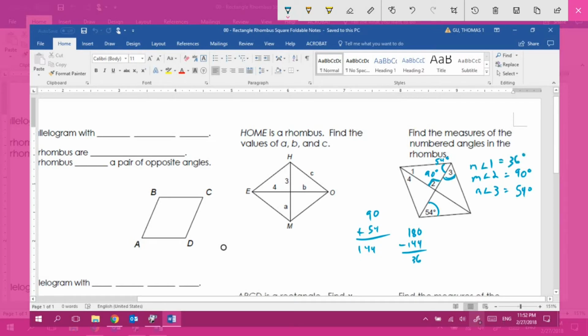And then finally, measure of angle 4 is the same as the measure of angle 1. So the measure of angle 4 is also 36 degrees. Bam! We're done with the rhombus.